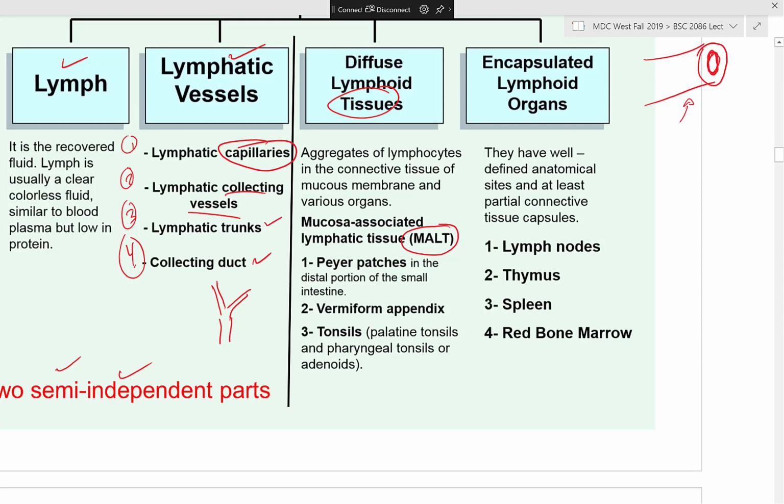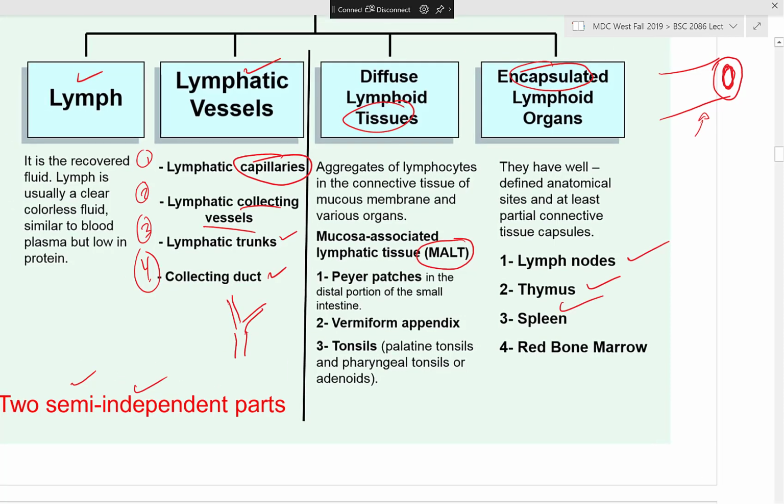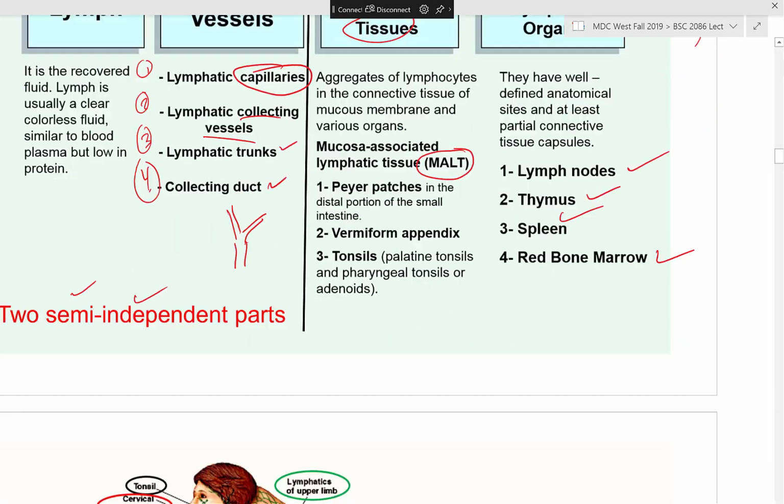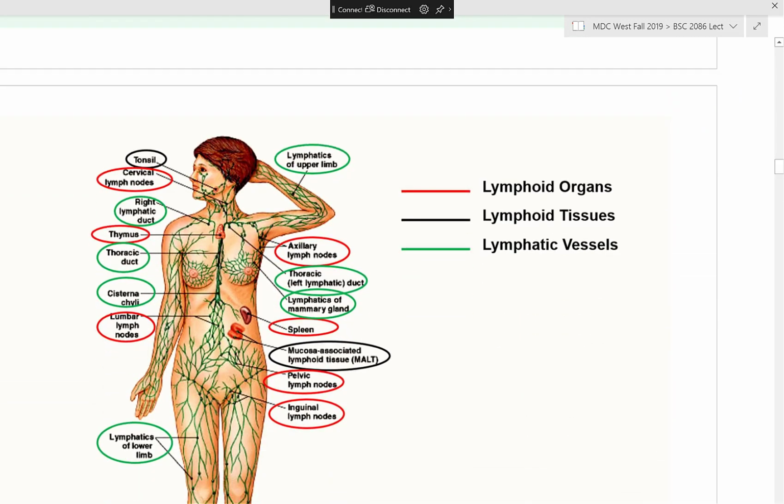And then finally, you have your encapsulated lymphoid organs. They're encapsulated again because they have a capsule. That's why they call it encapsulated. So they're going to be your lymph nodes, your thymus that we talked about already, the spleen, and of course the red bone marrow. These will have a capsule. And that's pretty much a summary for the lymphatic system, that they are two semi-independent parts.